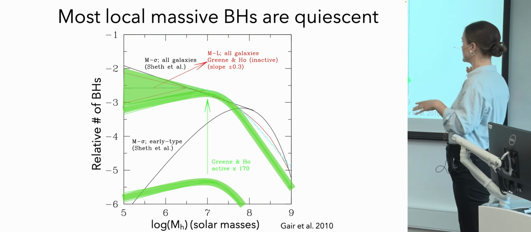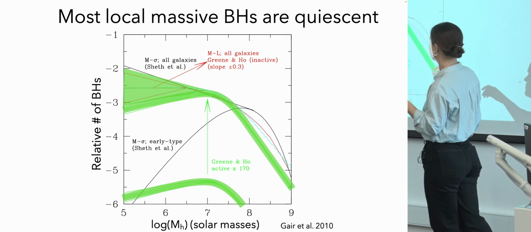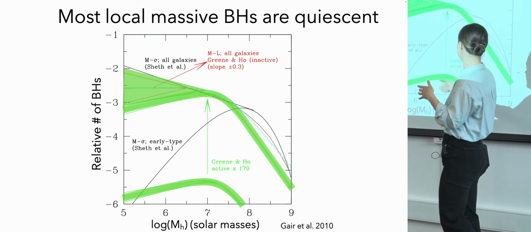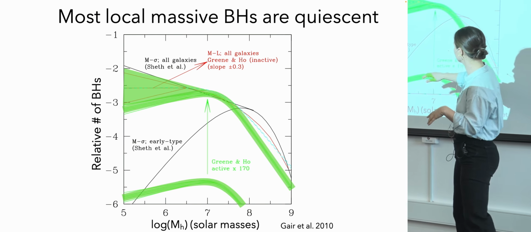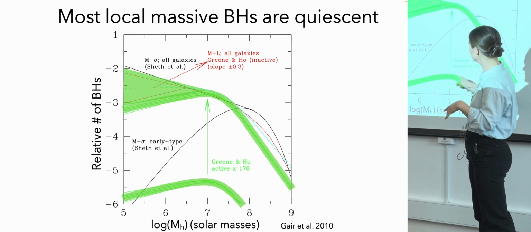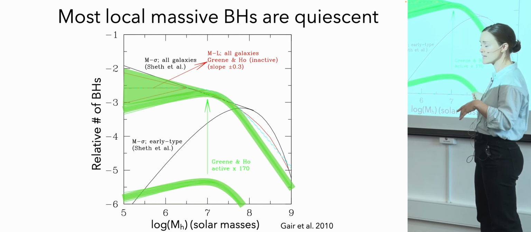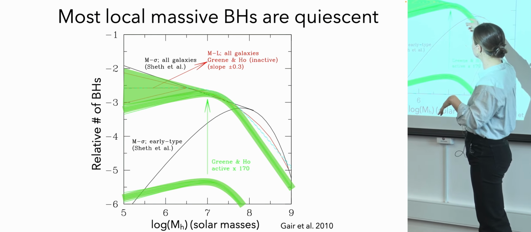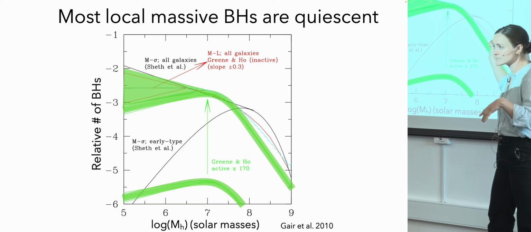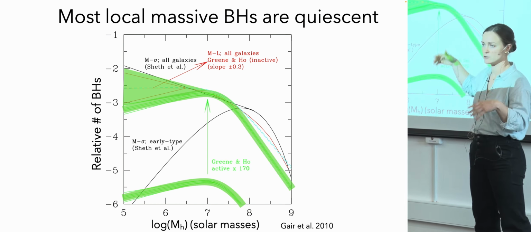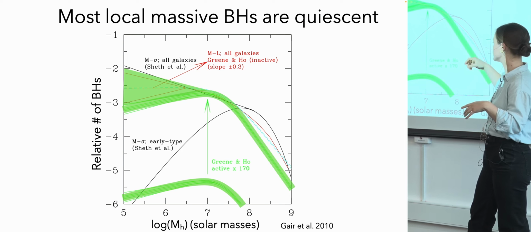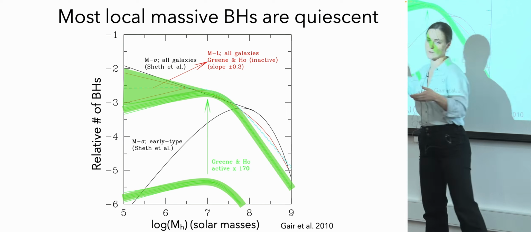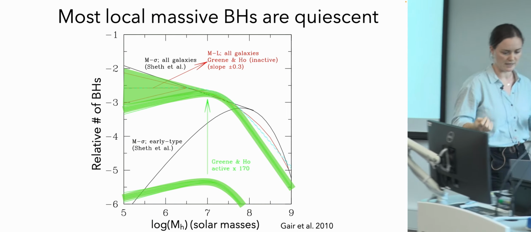And so this is a bit of a complicated plot, so I'll just step through it. It's the relative number of black holes as a function of the black hole mass. And so if we first look at this line down here, this is the number of active galaxies as a function of black hole mass. And you have to multiply that line by 170 to match the line for all galaxies. So if all massive galaxies are hosting a black hole, we're only seeing less than 1% as AGN, and there's very large uncertainty in the low mass end, as I already mentioned.